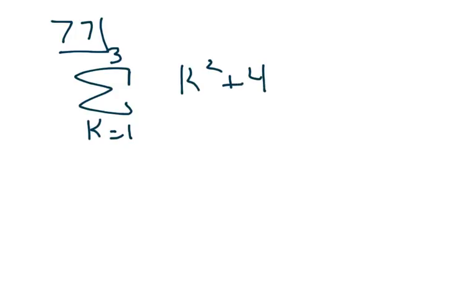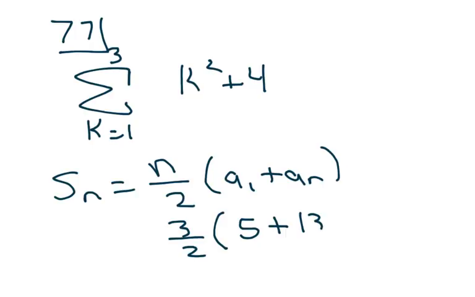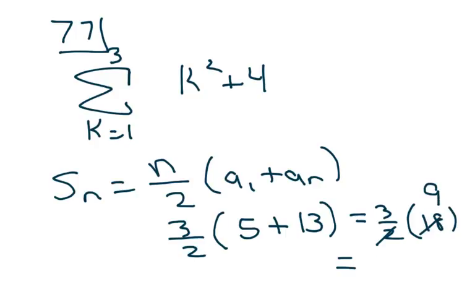I'm going to use my formula. Again, I'm doing it a little different than the book, but we already saw how to do the sum. So a sub 1 plus a sub n. I have a total of 3 terms. If I plug in 1, I'm going to get 5. And if I plug in 3, that's 9, which is going to be 13. So I get 3/2 times 18. 2 goes into 18 9 times, 3 times 9 equals 27. And that should be all.